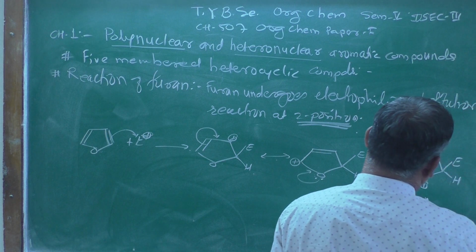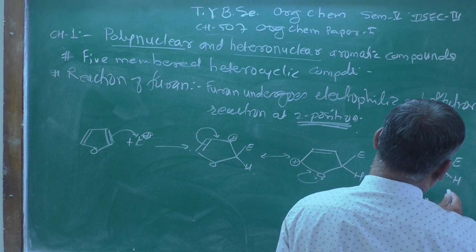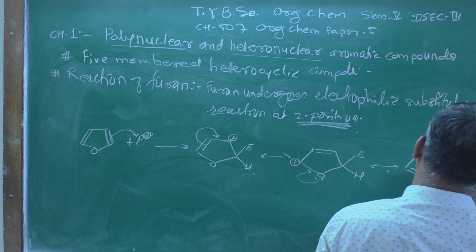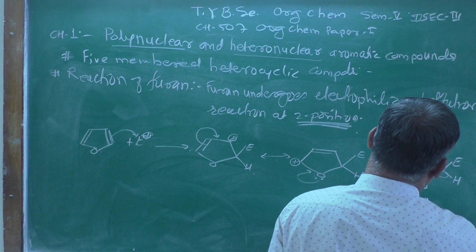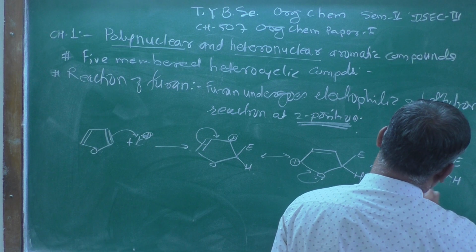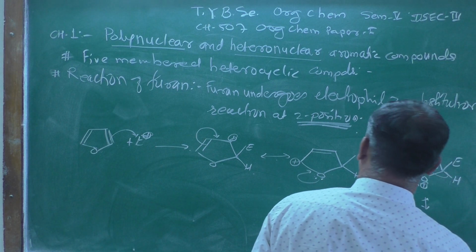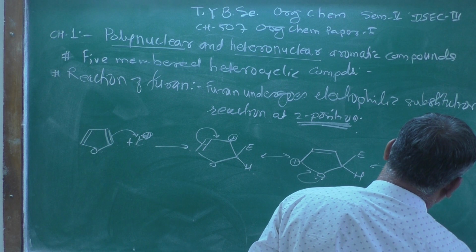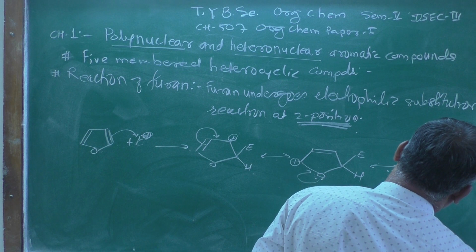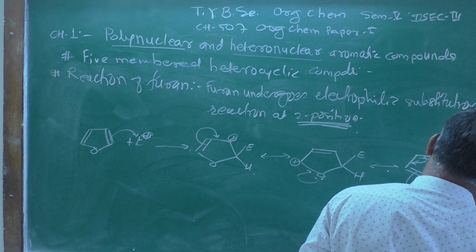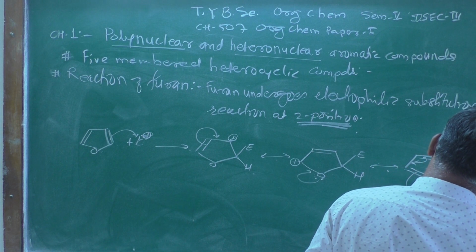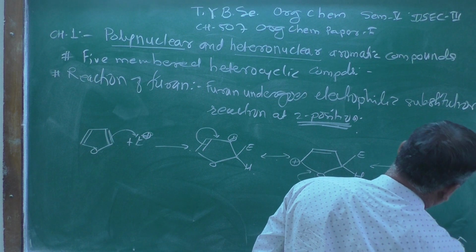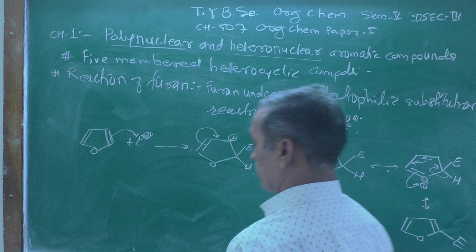Now there is a loss of a proton, that goes there, this forms over there, and the lone pair comes on this side. You will get this type of compound, with the electrophile, which we can show here at 2 position.